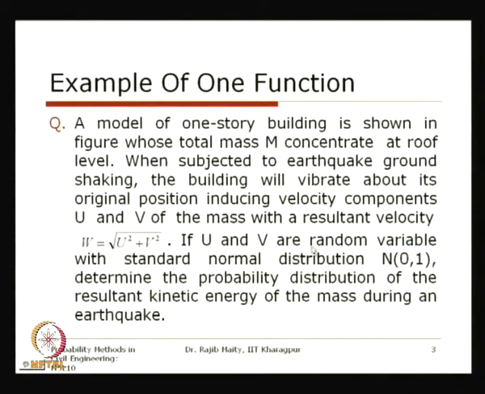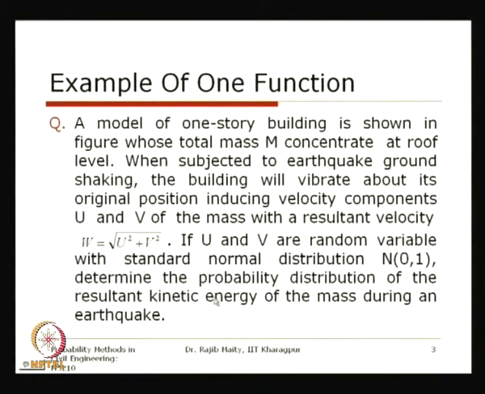Now, if u and v are random variables with a standard normal distribution, that is, a normal distribution with mean 0 and standard deviation 1, we know how this distribution function looks. Both u and v follow the standard normal distribution. So what we have to determine is the probability distribution of the resultant kinetic energy.